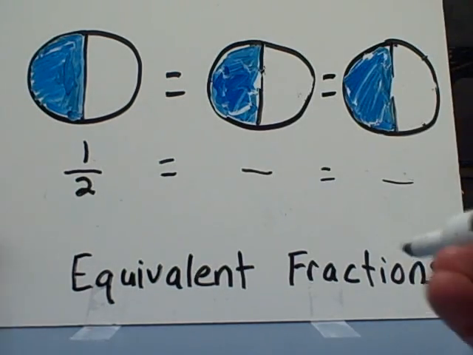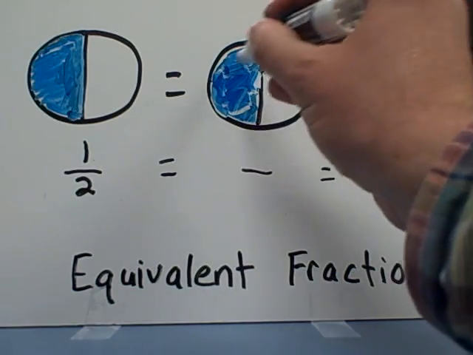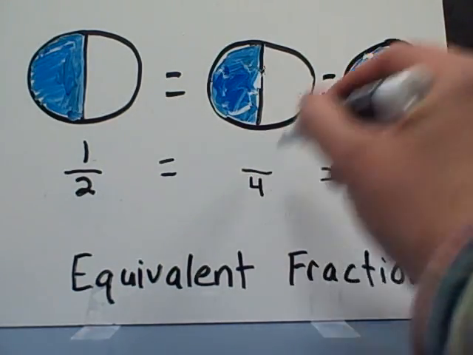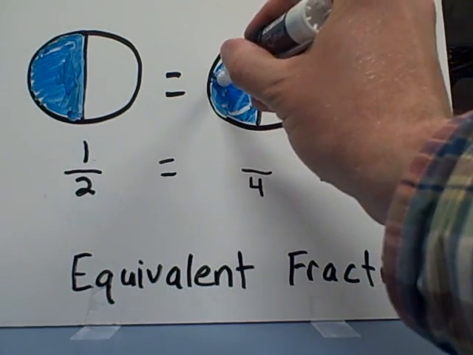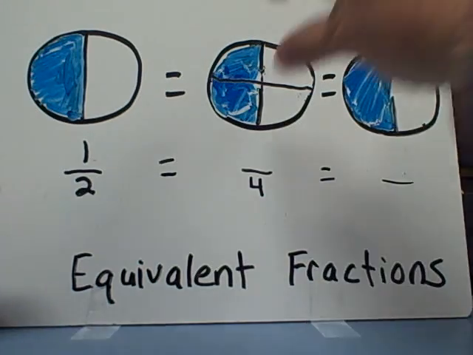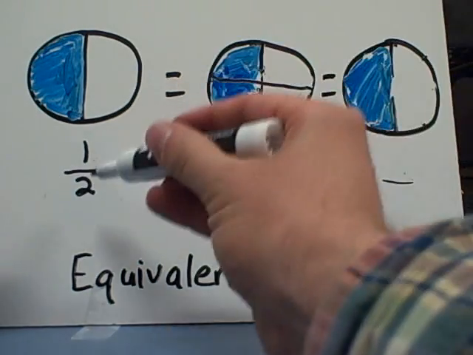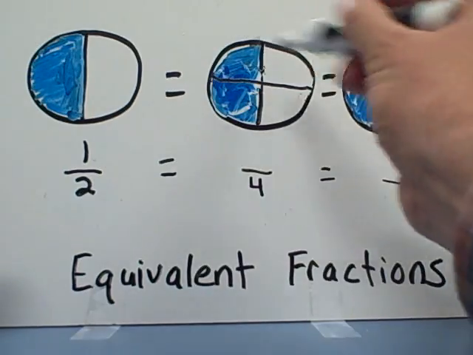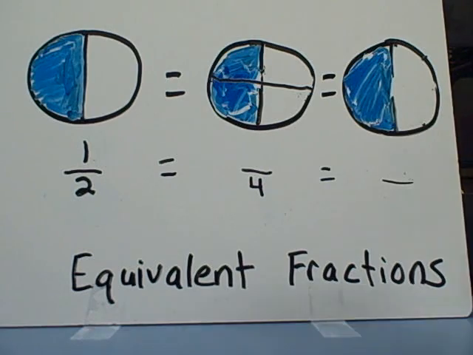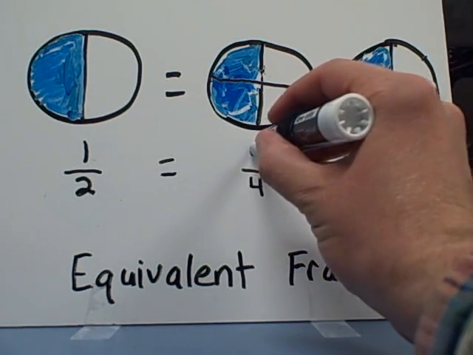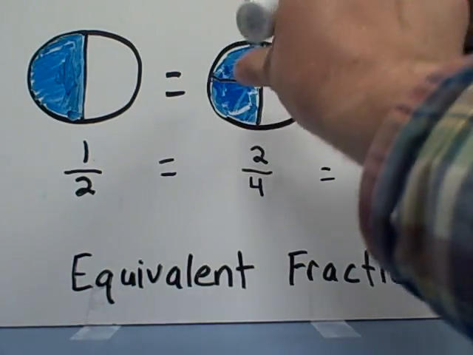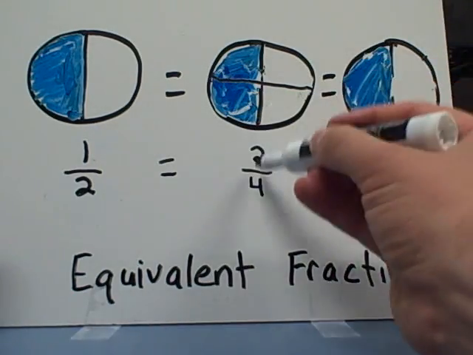Again, this has the same amount shaded, but this time watch what I'm going to do. Instead of 2 parts to make up the whole, I'm going to make 4 parts to split up the whole. And look what happened to my shaded area. When I changed 2 parts to make up the whole into 4 parts to make up the whole, my 1 part shaded turned into how many parts shaded? 2. There's 1/4, there's 1/4, 2 1/4, and that's called 2/4.